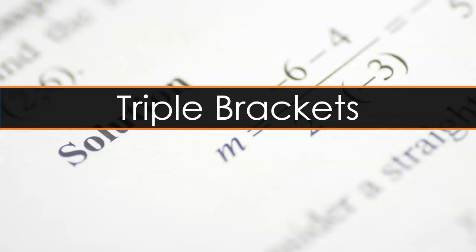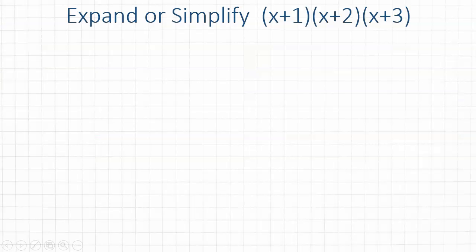In our last section, we will look at triple brackets. By triple brackets, I mean expressions with 3 sets of brackets multiplied together. We deal with these in a similar way to cubed brackets. The example we will look at is x plus 1 times x plus 2 times x plus 3. The first step is to multiply the first 2 expressions, x plus 1 and x plus 2, together. We can use the FOIL method.